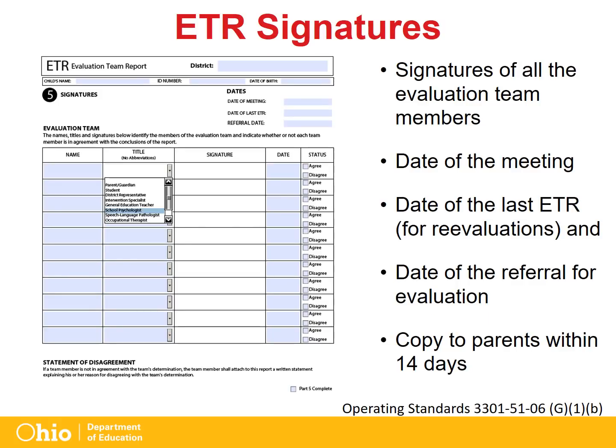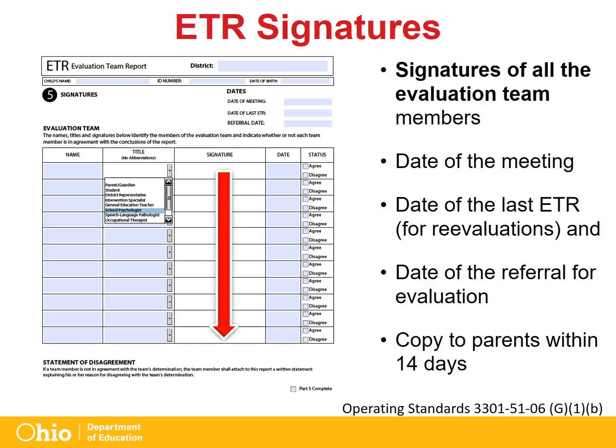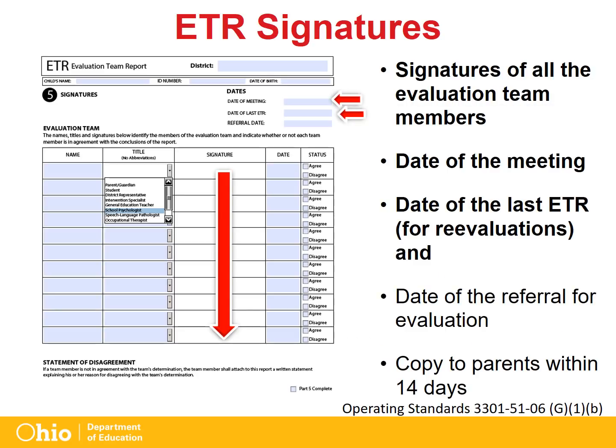Part 5. Signatures. This is where the team members sign the ETR. The ETR signature page must include the date of the meeting, the date of the last ETR for reevaluations, and the date of the referral for evaluation. All team members must indicate agreement with the determination or submit a statement of disagreement.